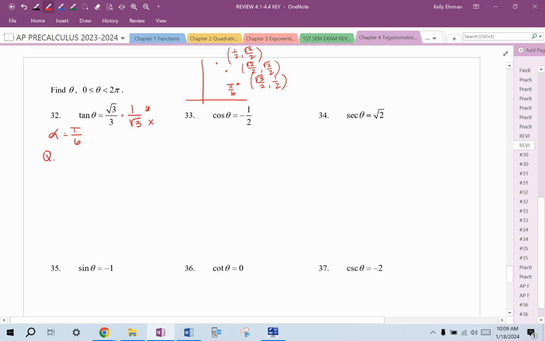The quadrants are based off of the fact that tangent's positive. So tangent's positive in quadrants 1 and 3. And so theta is the pi over 6 angle in quadrant 1 and the pi over 6 angle in quadrant 3.